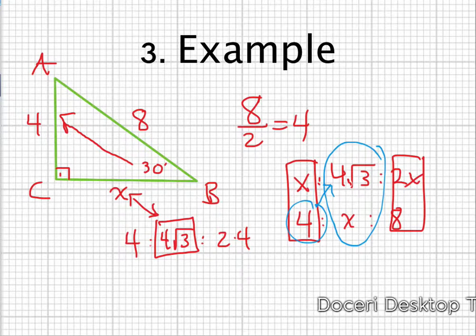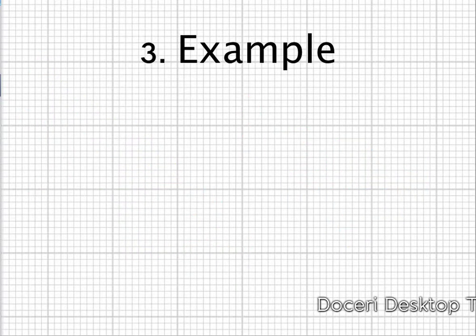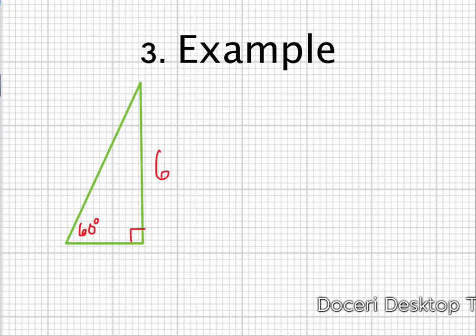Let's look at another example. Okay, so here's my right triangle. It's 60 degrees here, and I have 6 as my length here. I need to find the two other side lengths for this triangle. Since 60 is opposite 6, that means I'm going to use, still going to use the ratio.